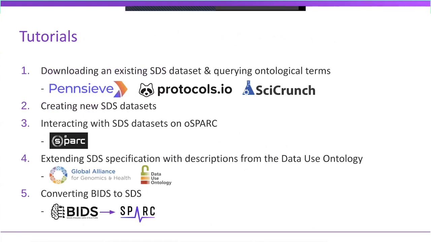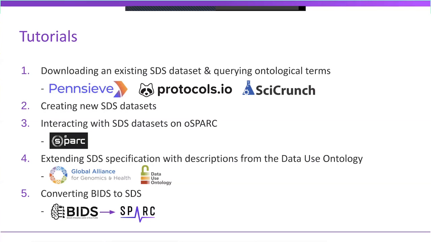We've created a number of guided tutorials that will showcase how users can use SPARC.me to help them in their research. This includes the ability to download existing SPARC datasets, create new SPARC datasets, interact with these datasets on OSPARC, and also how we can extend the SPARC dataset specification with descriptions, for example, from the data use ontology developed by the GA4GH. This tutorial specifically provides an initial attempt on how we can start to use the SPARC dataset structure to store clinical data.